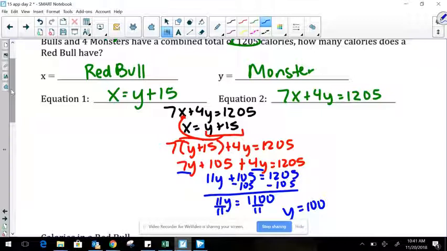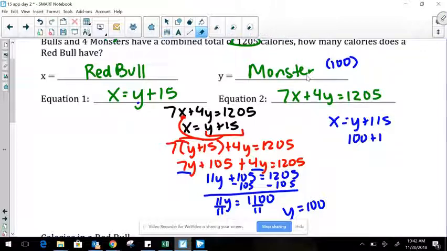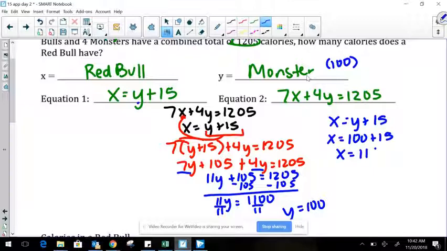Okay, so I just found out how many calories are in a Monster. So I just found, okay, there's 100 calories in a Monster. Let's write that here. I need to find how many are in a Red Bull. So I'm going to plug this 100 in for y to this equation. So I have x equals y plus 15. Plug in 100. I wrote 115. Oh, goodness. Okay, so a Red Bull should have 115 calories. I'm going to write that on my line.